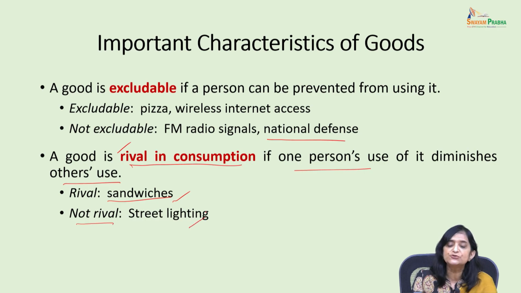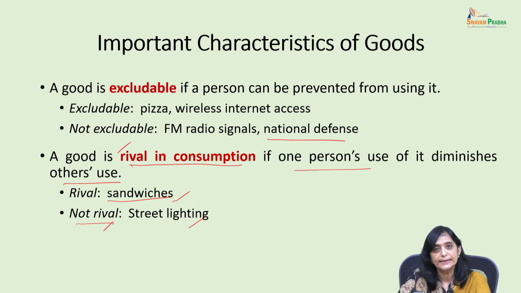For example, a street light. If there is a street light in my lane, and my house is getting some light from it, or the people passing through that lane are benefiting from that street lighting, it does not mean that the rest of the people who come through the lane will get less of that street light. This means that that good is not rival in consumption.